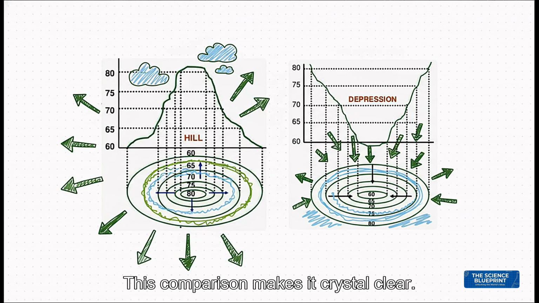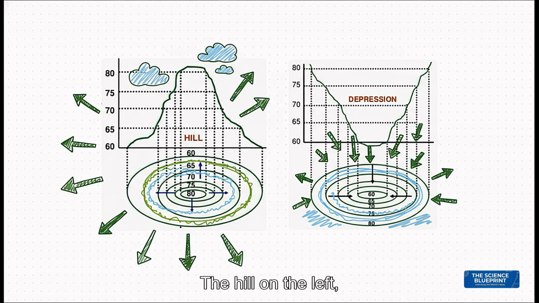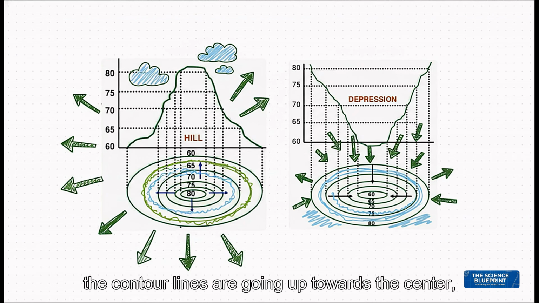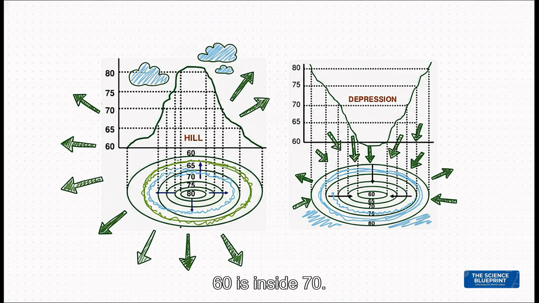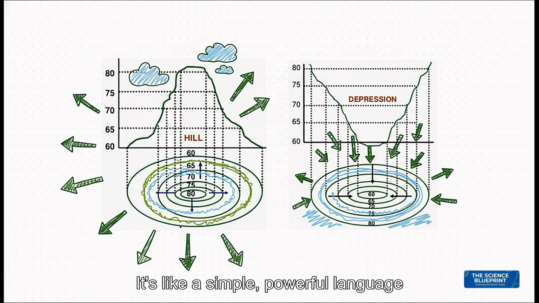This comparison makes it crystal clear. The hill on the left, the contour lines are going up towards the center, 80 is inside 70. The depression on the right is the total opposite. The values are going down towards the center, 60 is inside 70. It's like a simple, powerful language for describing the shape of the land.